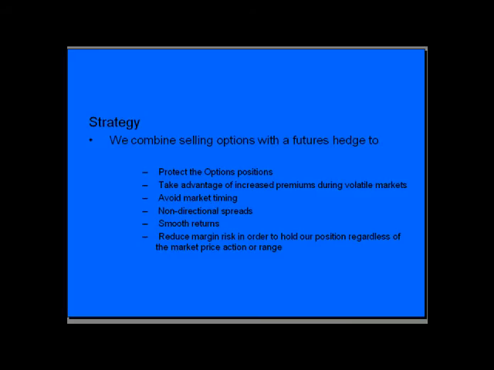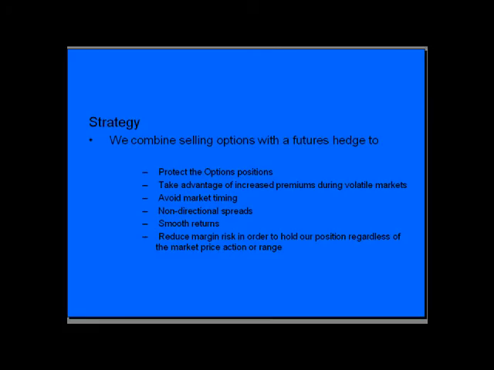Okay, so our strategy, we combine selling options with futures hedge to, number one, protect our option positions. Number two, we want to take advantage of increased premiums during volatile markets. We want to avoid market timing because our spreads really want to be non-directional. We want to smooth out our returns, and ultimately we want to reduce risk, margin risk, in order to hold our position regardless of the market price.